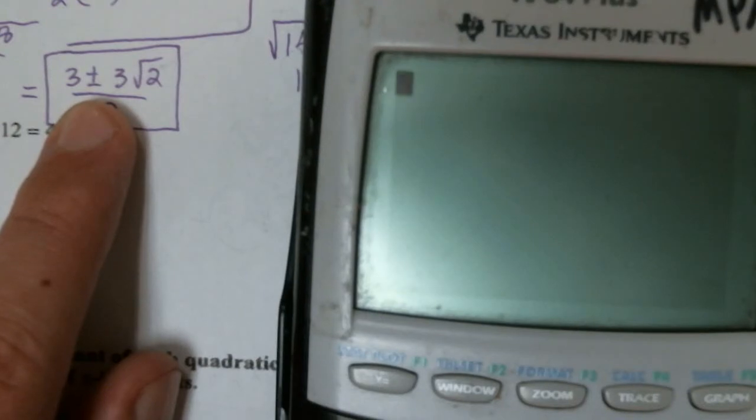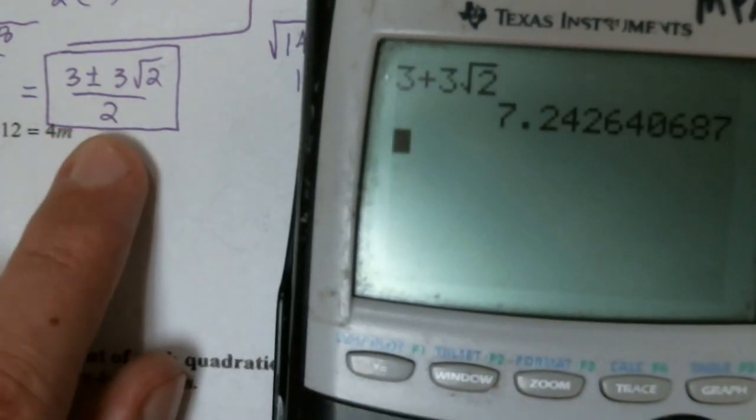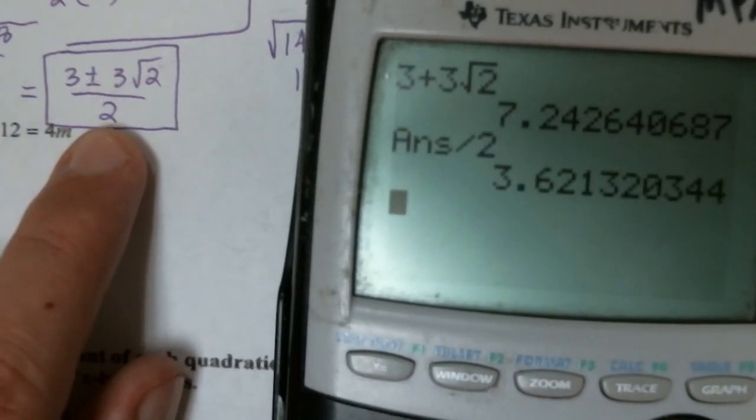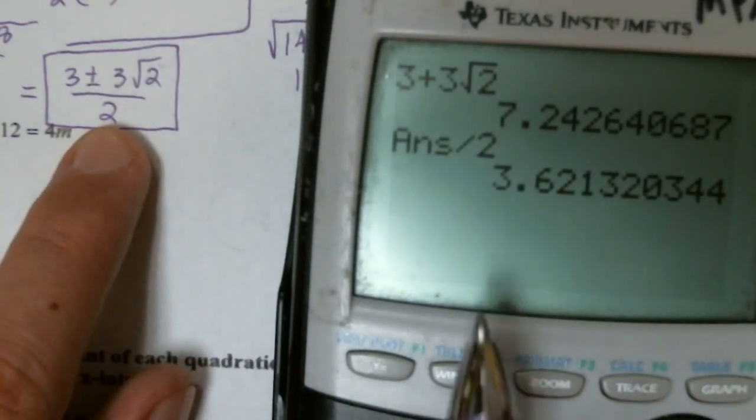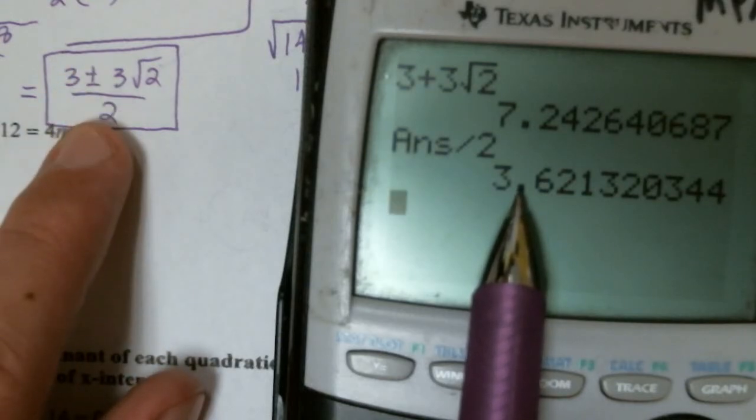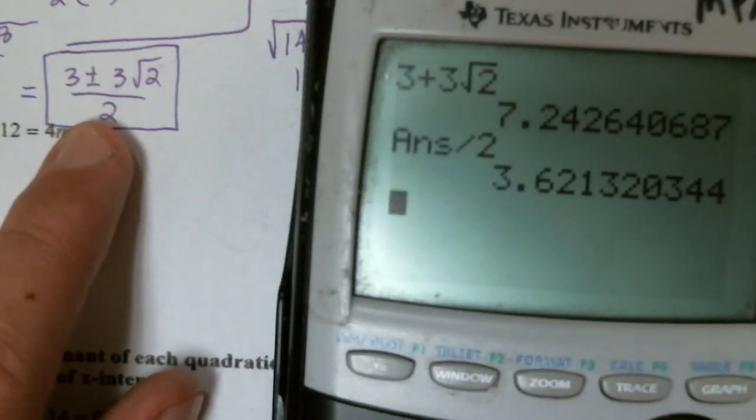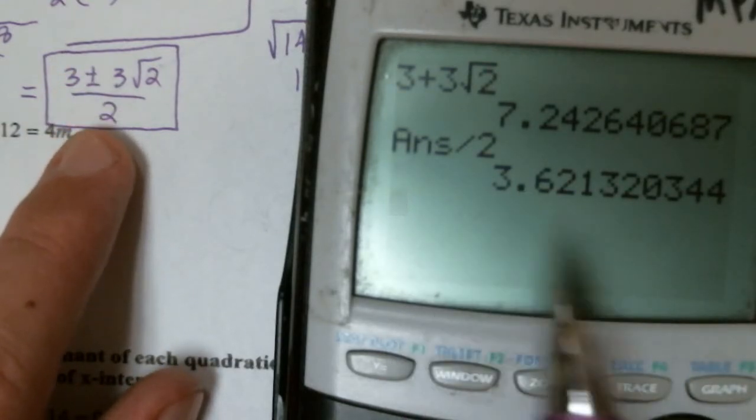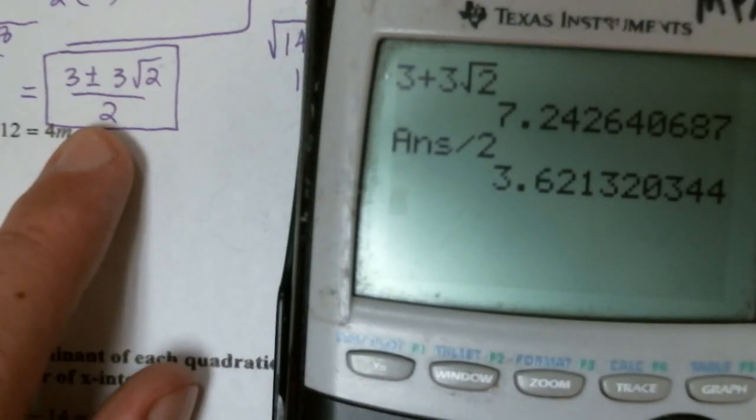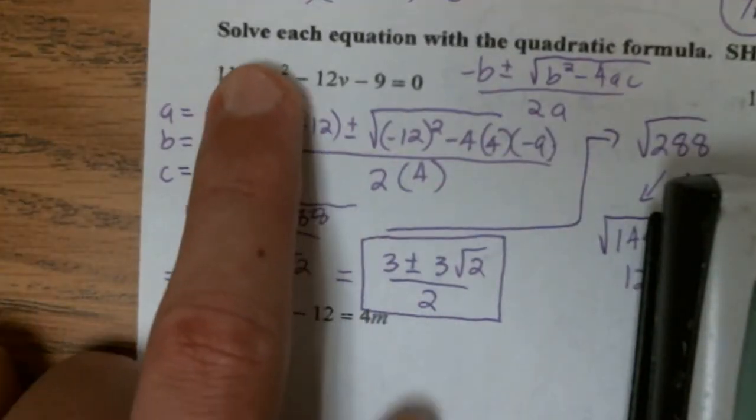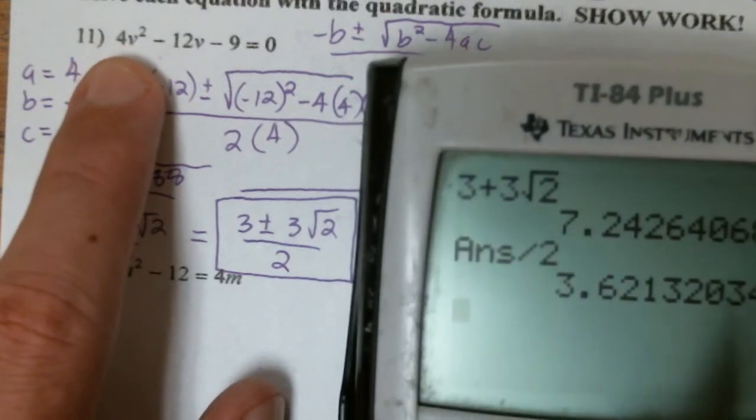So let's just get a number here. Let's go 3 plus 3 root 2, and let's divide that by 2. So we're saying that one of the solutions is positive 3.6. The other answer, of course, is going to be the negative. If we do 3 minus 3 root 2 over 2, it'll give us some other answer. But let's take this answer and plug it in for v, and let's see what we get. So I'm going to press 4. I want my second answer.